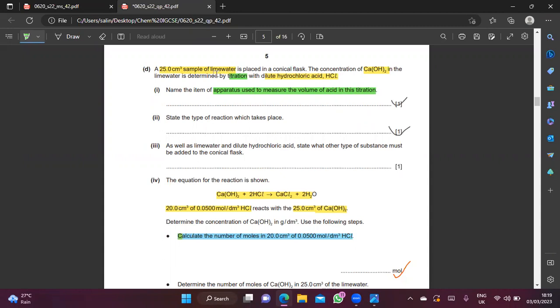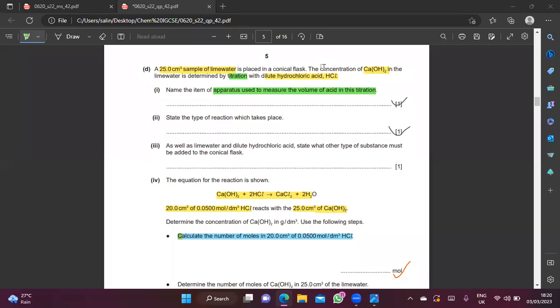You got the lime water. Lime water you put in conical flask. What is actually inside the lime water? Calcium hydroxide. Anybody? Can I see the name? Fatima? What is the apparatus that we should use here?